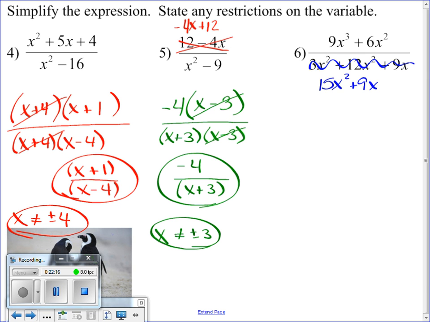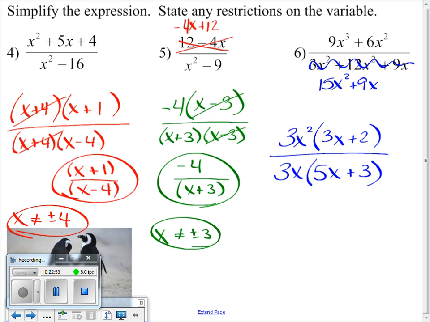The top. Good. 3x squared. From the top? Oh, yeah. Yeah, I'm taking one out. I'm taking out 3x squared. So we're left with 3x plus 2. Yep, your GCF. Okay. Good. And you can take out a 3x from the bottom. Good. 5x plus 3. All right, so that was step 1. We factored.